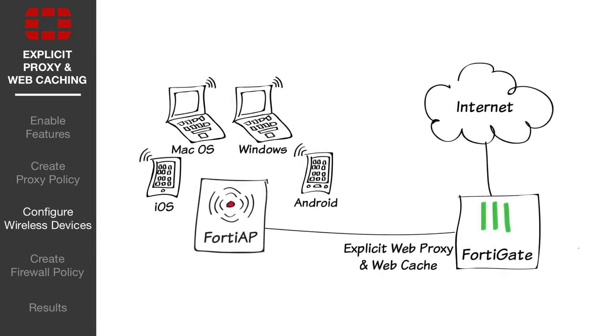To use the web proxy, all devices on the wireless network must be configured to use the explicit proxy server. The IP address of the server is the IP address of the FortiGate's wireless interface, and the port is 8080.